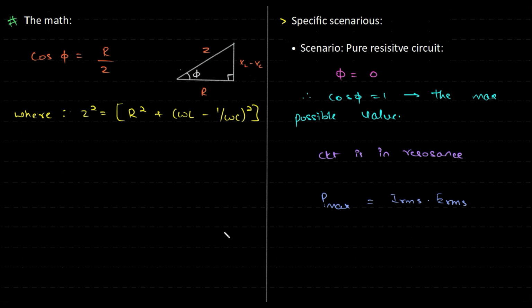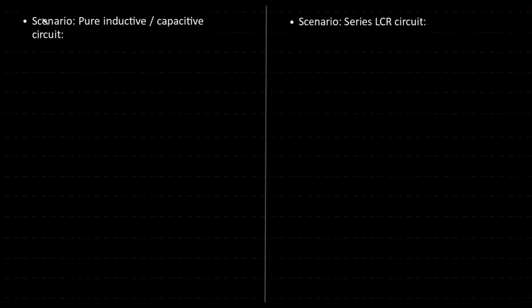Does it make sense? Next, when we have a purely inductive or capacitive circuit, what happens with your phase difference? It will be 90 degrees. So cos phi will be 0. Is it not? Then what happens? Power will be equal to 0. Actually, this scenario is given a special name. In this scenario, we have the current called wattless current.